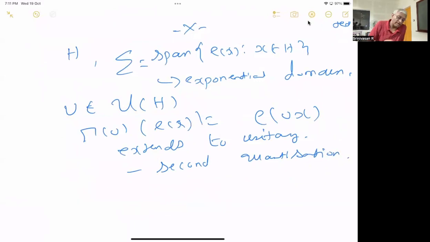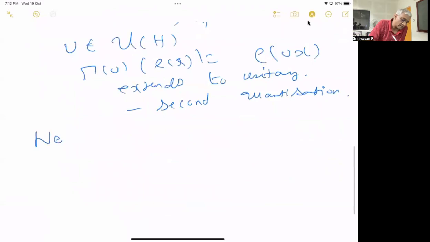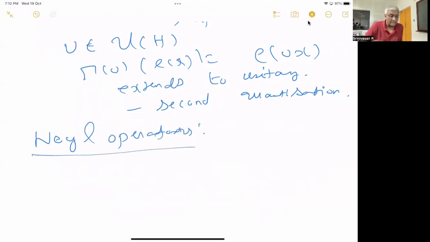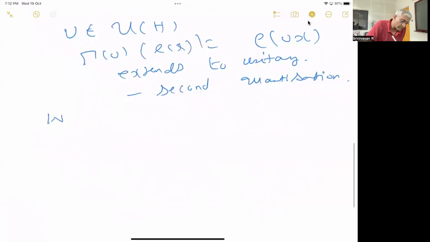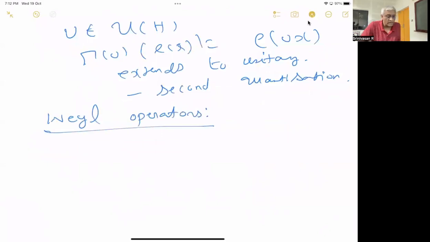There is another kind of second quantization, which you can do for a vector, also called Weyl operators, which are defined as follows. You take X in H; as usual we have H and the symmetric Fock space gamma of H. You can define any function on the exponential domain; it need not be linear. And if that function preserves the inner product, then it gives rise to a unitary. That's what our lemma says.